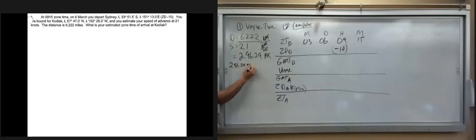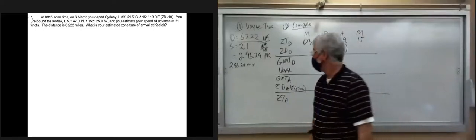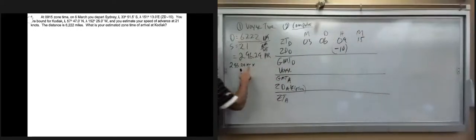296.29 hours. What am I going to multiply? I'm going to multiply that by a conversion factor. I need to convert that to days. So how am I going to get rid of hours and make days show up? Times 1 day for every 24 hours. See? So I'm going to divide that by 24.